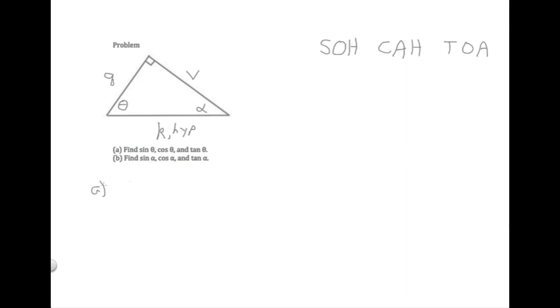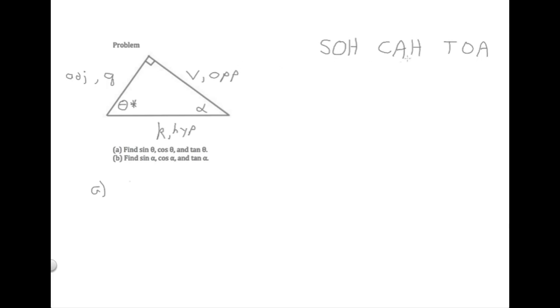So I'm going to start by doing part A. In part A, we're focusing on angle theta. I'm going to put an asterisk here to remind myself that we're focusing on angle theta for part A. So which of the legs is adjacent to theta? Well, that's Q. So this is the adjacent side. And which of the legs is opposite to theta? Well, that's V. So this is the opposite leg.